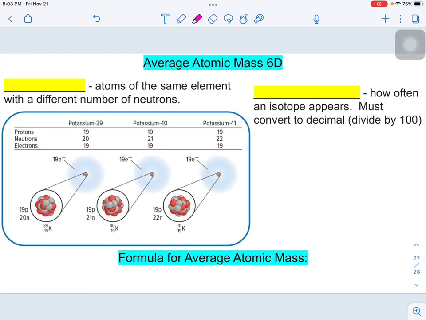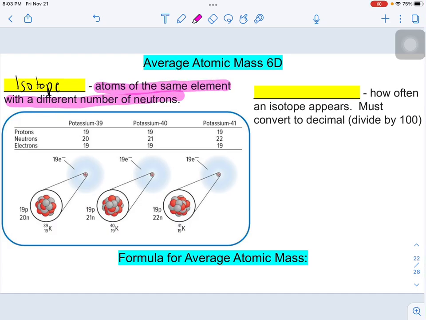Okay, so we're going to move on to average atomic mass. But in order to understand average atomic mass, we need to talk about an isotope. So go ahead and let's fill out that word, isotope. Well, what is an isotope? An isotope is atoms of the same element with a different number of neutrons.